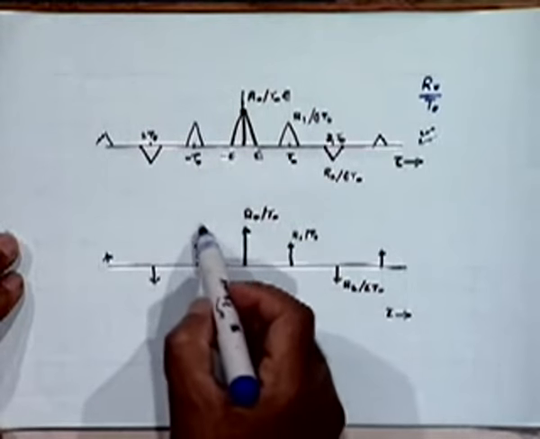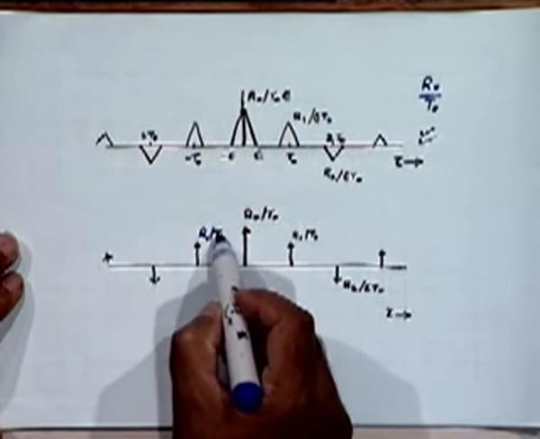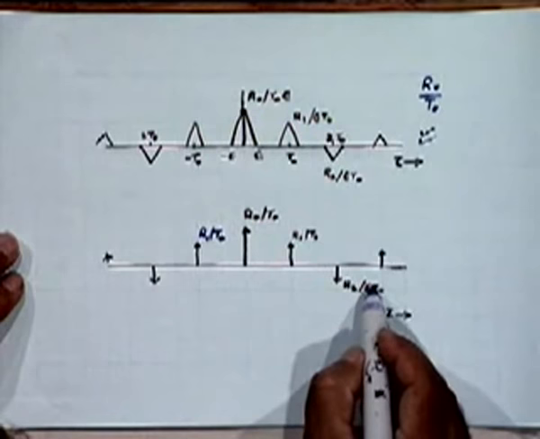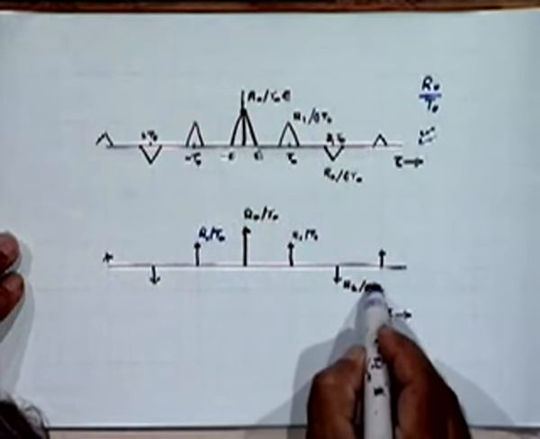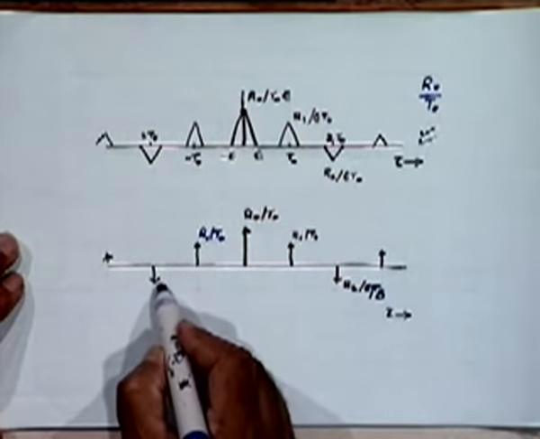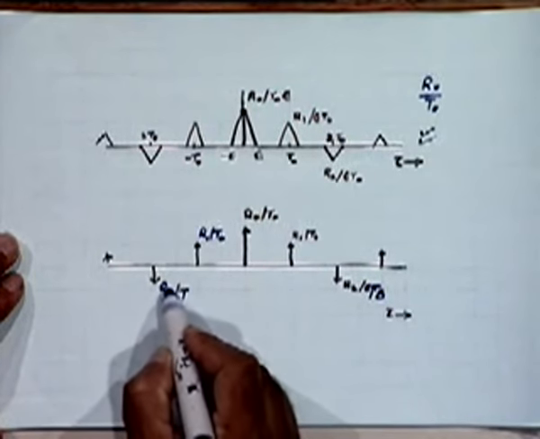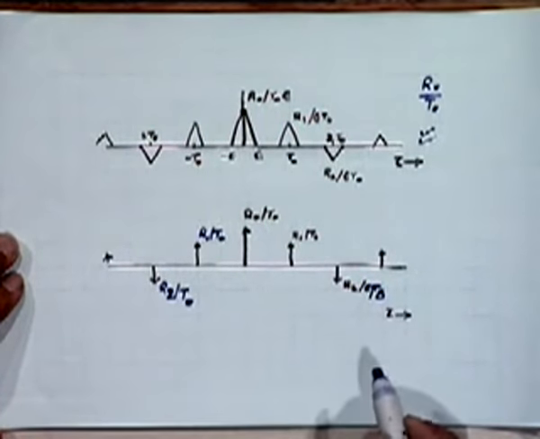So as you can see, this will obviously be symmetrical. If this is R1 by T0, this will also be R1 by T0. This should be R2 by T0, not epsilon T0. Similarly, this will be R2 by T0, and so on.